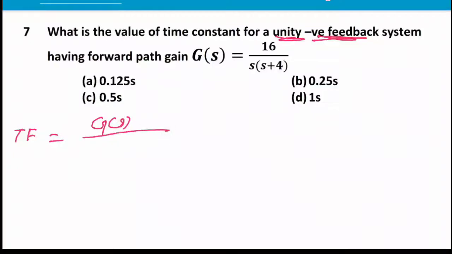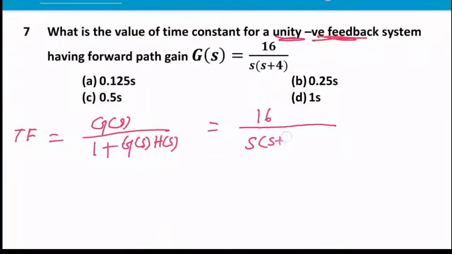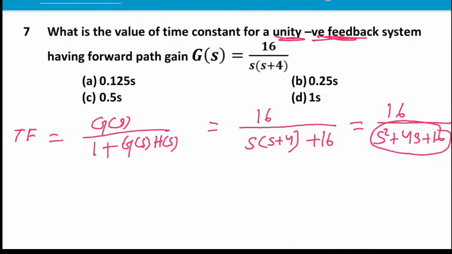G(S) by 1 plus G(S) H(S). So this will be 16 by S into S plus 4 plus 16, and this will be 16 by S square plus 4S plus 16. This is the transfer function, and the denominator is the characteristic equation, that is S square plus 4S plus 16 is equal to 0.